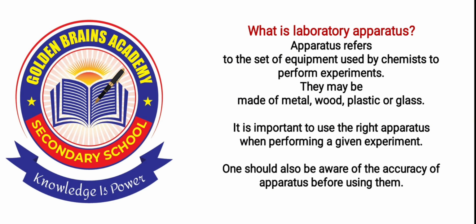Now, set of equipment used by chemists in the laboratory to perform experiments or to carry out research, to do experimentation and all this. We say there may be this apparatus. These apparatus are made out of so many things. Some are made of metal, some are made of wood, some are made of plastics, some are made of glass.